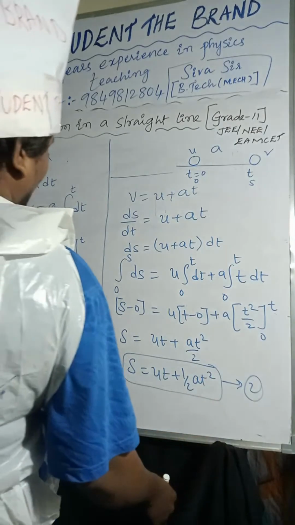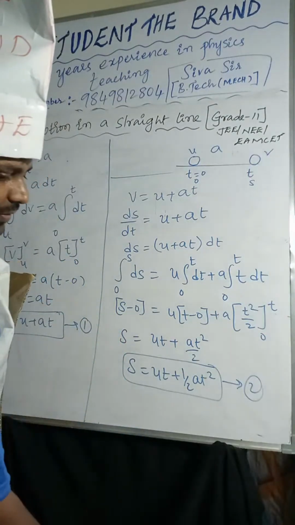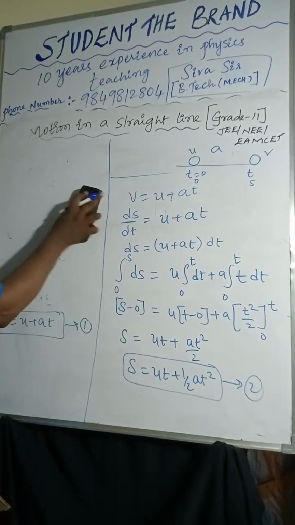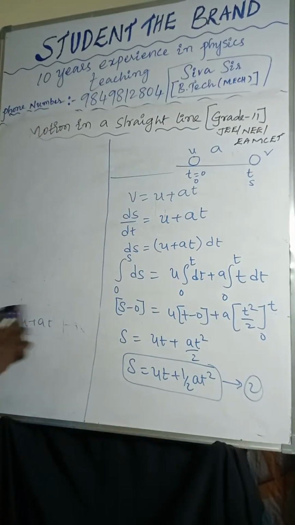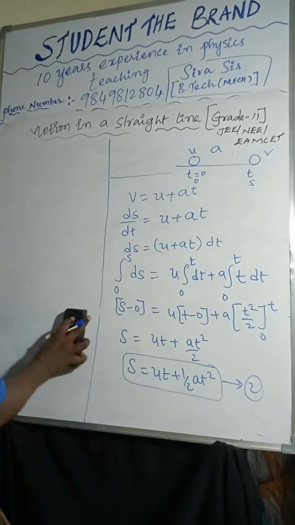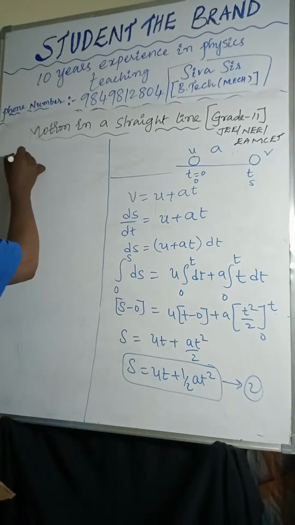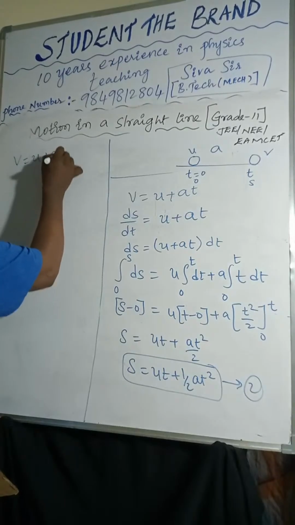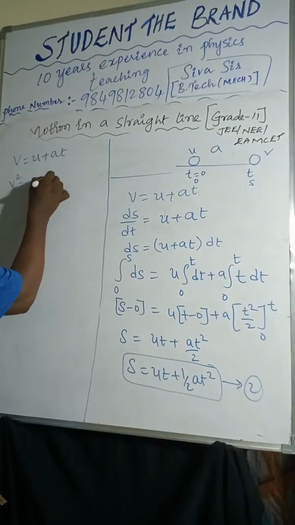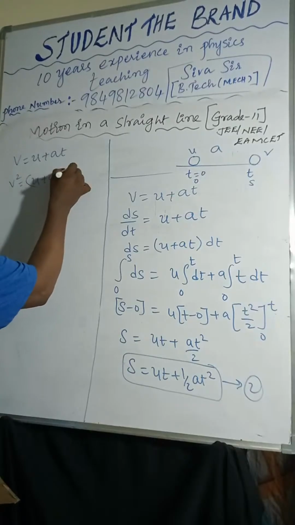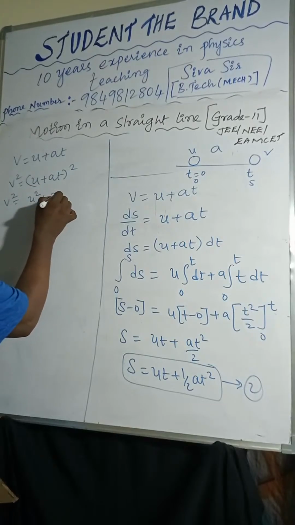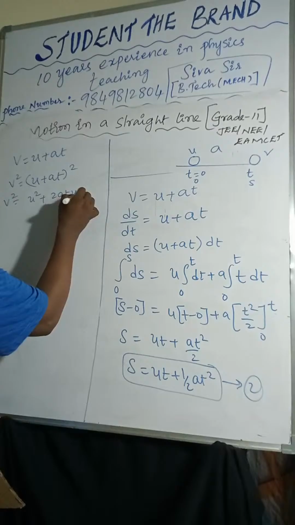So next one, the third equation of motion. I'll explain it now. Here we are taking v equal to u plus at. Square on both sides, so v square equal to u plus at whole square. Then v square equal to u square plus 2u into at plus a square t square.